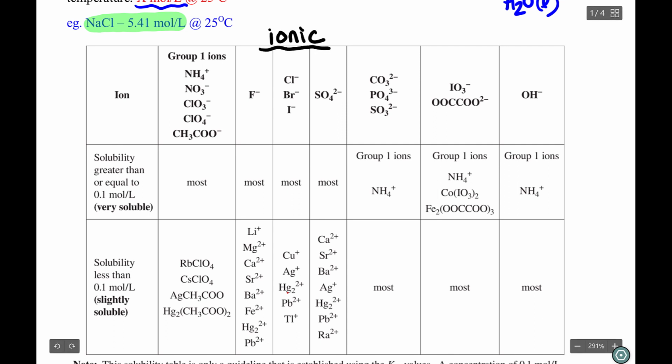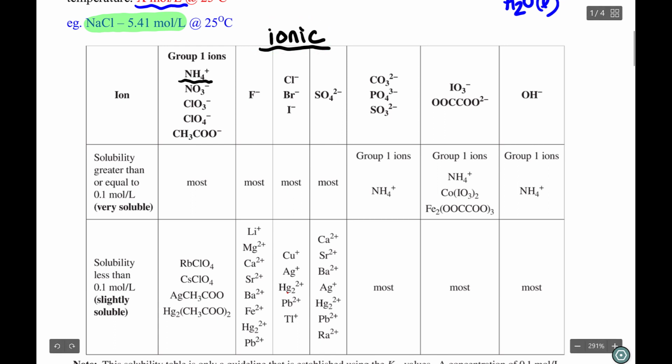What you will notice, there are no molecules in here. We don't have NH3, only NH4+. NH4+ is an ion. We don't have alcohols, we don't have sugars. Molecular compounds, you have to look up their polarity, and you have to figure out, are they polar enough to dissolve in water, which we touched upon in our previous lesson. This table is strictly for ionic compounds.